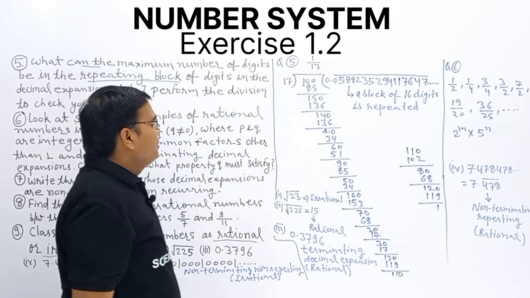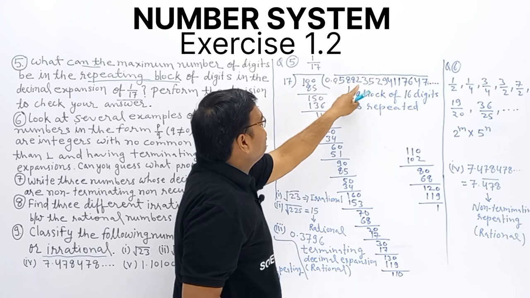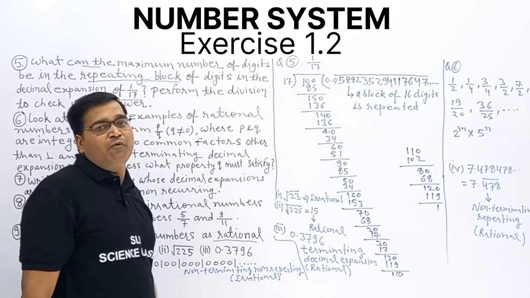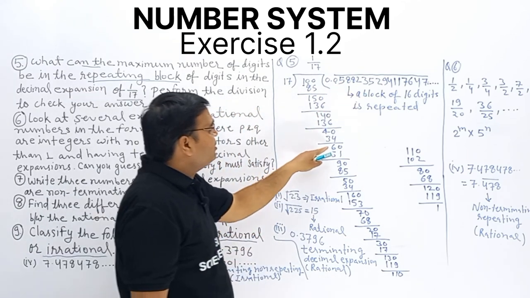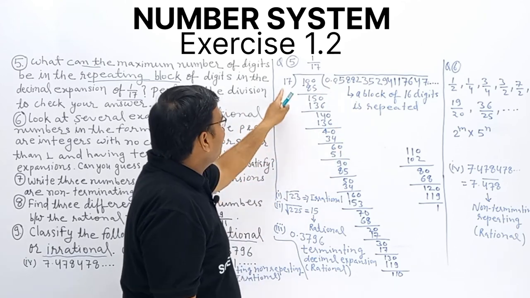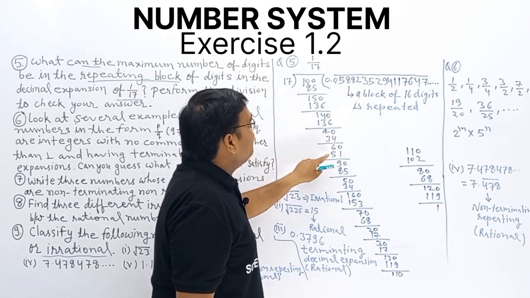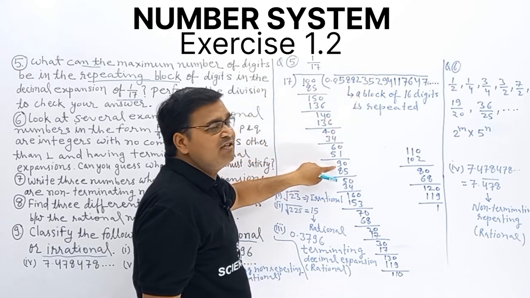Now 40. How many times is it going? 2 times. 17 2s are what? 34. And remainder is what? 6. The point is there, we can use 10 there. How many times is it going? 3 times. 17 3s are 51. What is the remainder? 9 is the remainder.